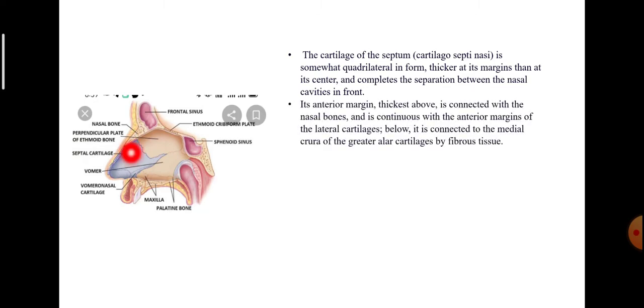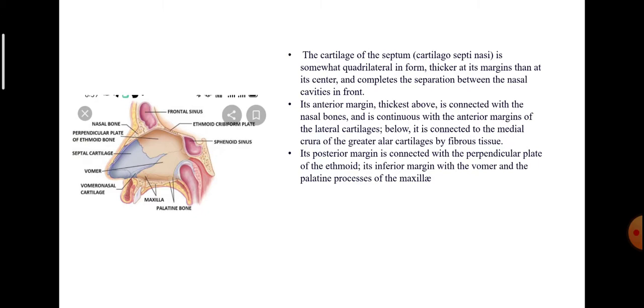The anterior margin of the cartilaginous septum, thickest above, is connected with the nasal bones and is continuous with the anterior margin of the lateral cartilages. Below, it is connected to the medial crurae of the greater ala cartilages by fibrous tissue.